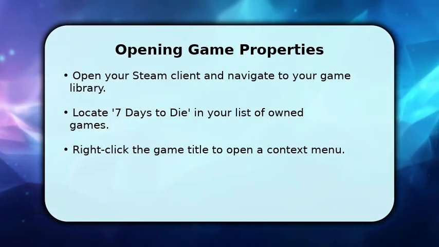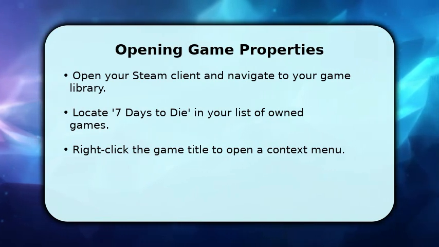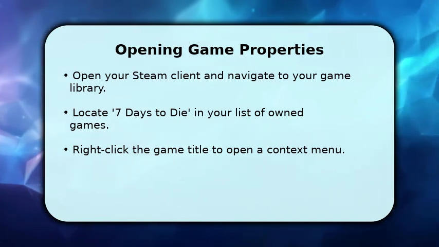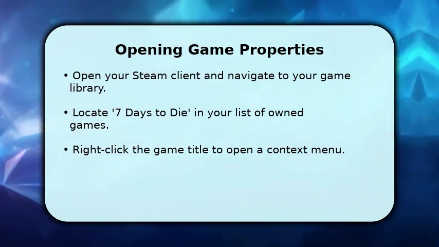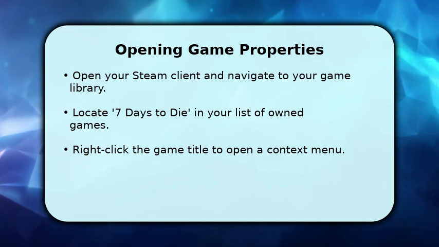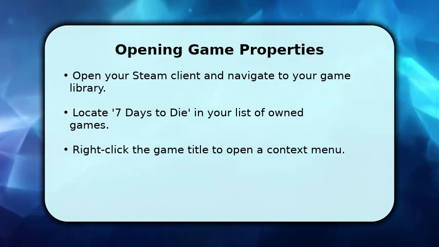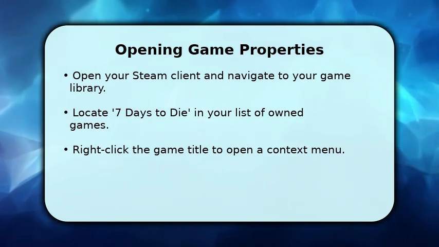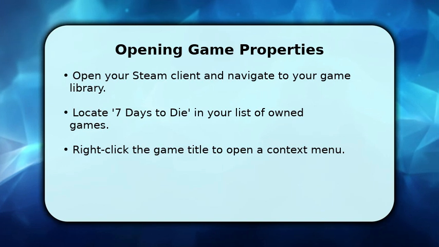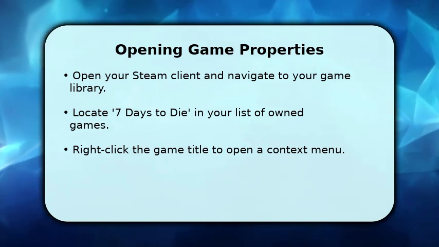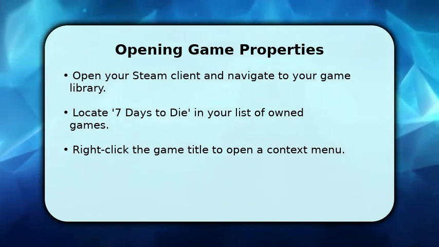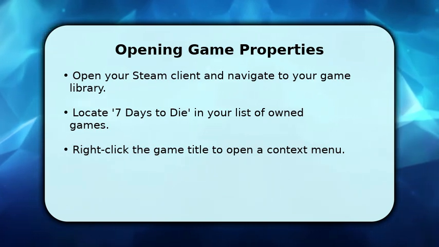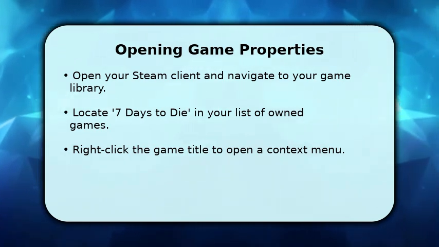To begin, launch your Steam client and head over to your extensive game library. Once there, scroll through your collection until you find 7 Days to Die. This is the first crucial step in accessing older versions. With your mouse, simply right-click on the game's title. A small menu will pop up, and you'll want to select the Properties option, usually found near the bottom of that list. This opens a new window with several tabs.